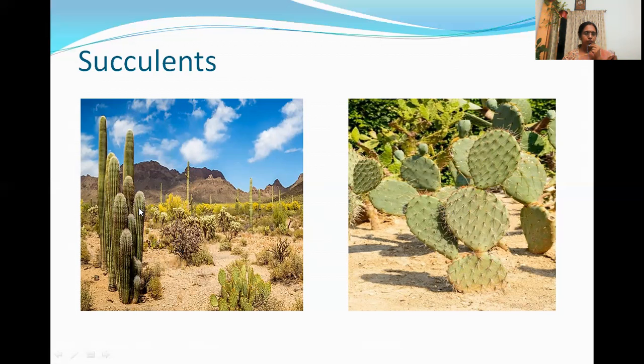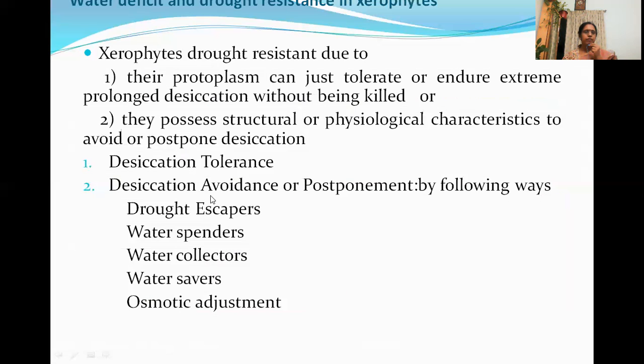Why is the stem taking up the function of photosynthesis? Because in the stem there is no transpiration, or very little transpiration. So to avoid transpiration, the leaves are reduced and the stem has taken up the function of photosynthesis. And how are the xerophytes drought resistant? Maybe their protoplasm can tolerate or endure extreme prolonged desiccation without being killed, or they possess structural or physiological characteristics to avoid or postpone desiccation. So it may be desiccation tolerance, or desiccation avoidance or postponement.